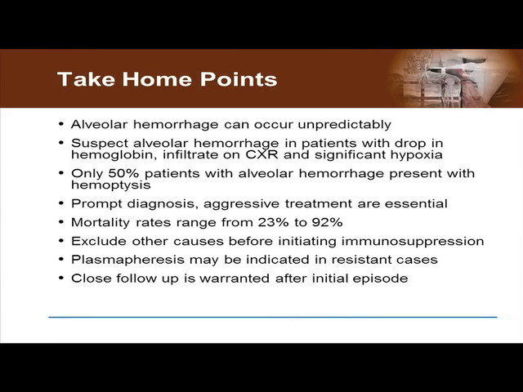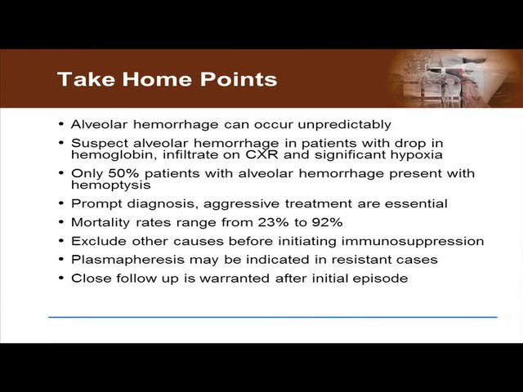So alveolar hemorrhage can occur unpredictably. It should be suspected, especially in patients with this clinical triad of drop in hemoglobin, infiltrate on chest X-ray, and significant hypoxia. Only 50% of patients with alveolar hemorrhage present with hemoptysis, so this is not required to suspect the diagnosis. Once suspected, it should be aggressively evaluated and treated.